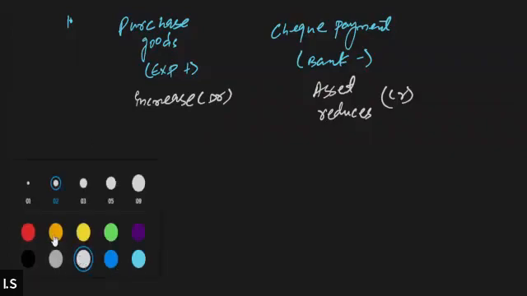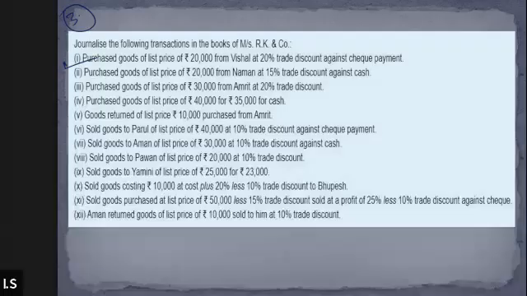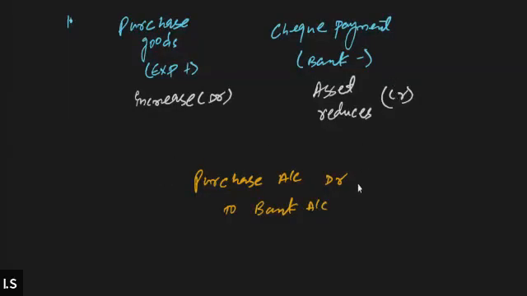Following this rule, we will be passing the journal entry as: purchase account debit to bank account. This will be the journal entry. Now tell me the value that I should write. We have purchased goods of 20,000 from Vishal at a 20% trade discount, right? So 20% of 20,000 is how much? 4,000. So that means we have bought goods of 20,000 at a 4,000 discount. If we got the goods at a 4,000 discount, we must have paid 16,000 out of the bank. So bank account will be credited by 16,000, and at the same time, purchase account will also increase by 16,000. 16,000 debited, 16,000 credited. Got it?